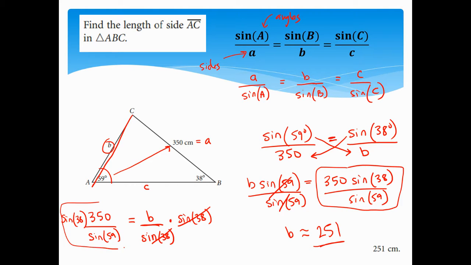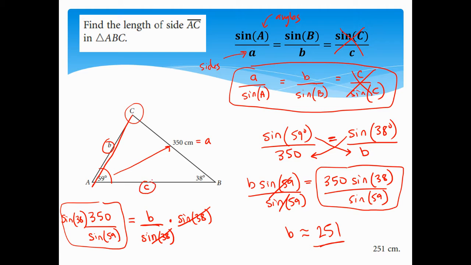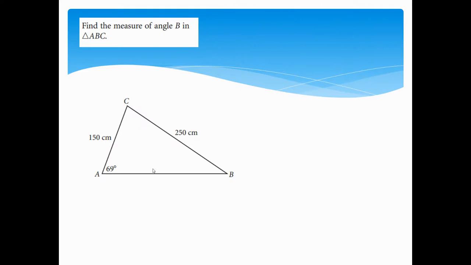Notice now it's the same exact thing, only the order of the top has switched. So sometimes it works out better to flip and use this version. And again, we only use two at a time. In this case, we didn't need the C because we weren't searching for angle C and we didn't know the side C. Okay, so another example we'll go through how to use this to find a missing angle.